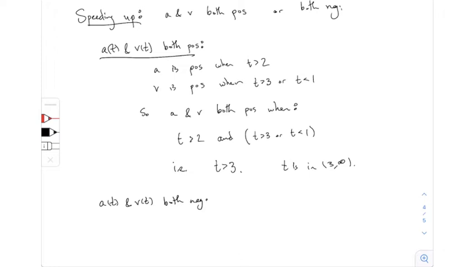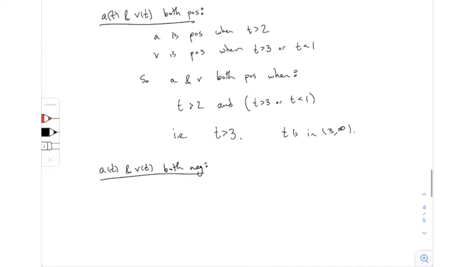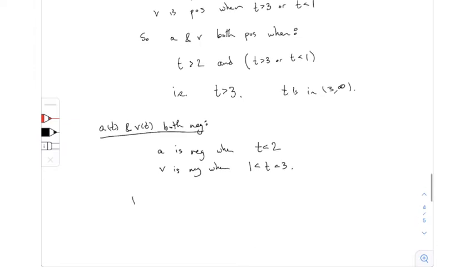And what would that look like? So again, we're just going to assemble together some information we already have. A is negative when t is less than 2, and V is negative when t is between 1 and 3. All right, and so both are negative when both of those are true. When t is less than 2 and t is between 1 and 3.